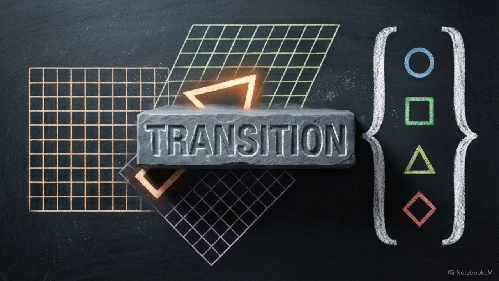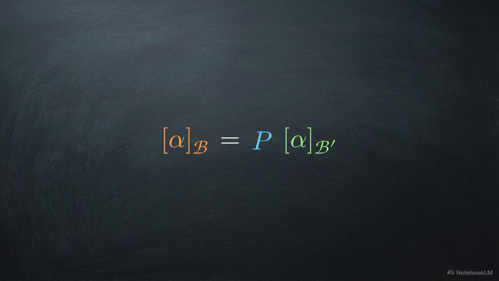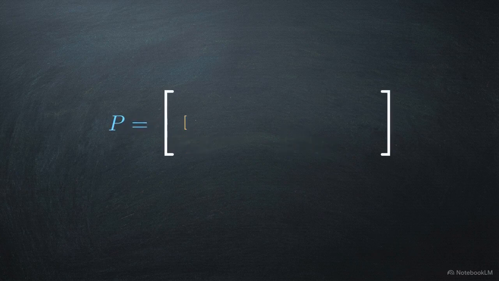We achieve this translation using an n by n transition matrix, labeled matrix P. This equation defines the relationship. The coordinate matrix of a vector in the old basis B equals matrix P multiplied by the coordinate matrix of that same vector in the new basis B prime.